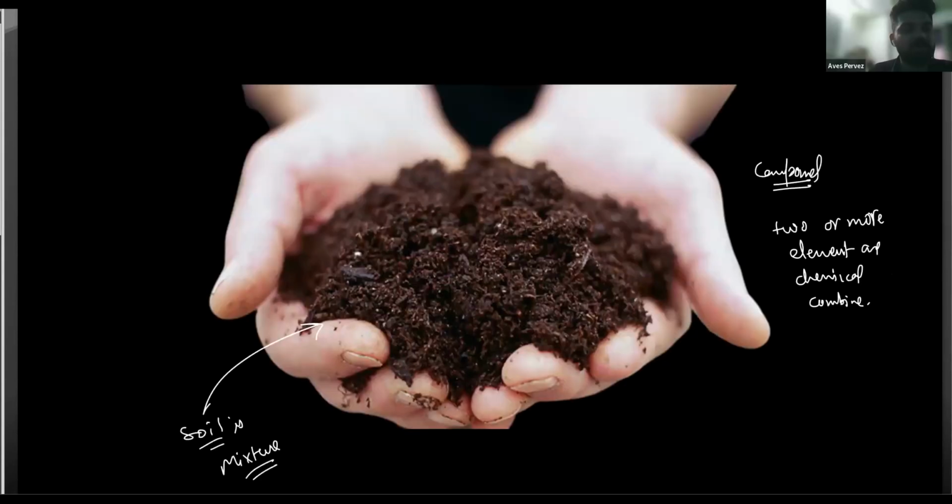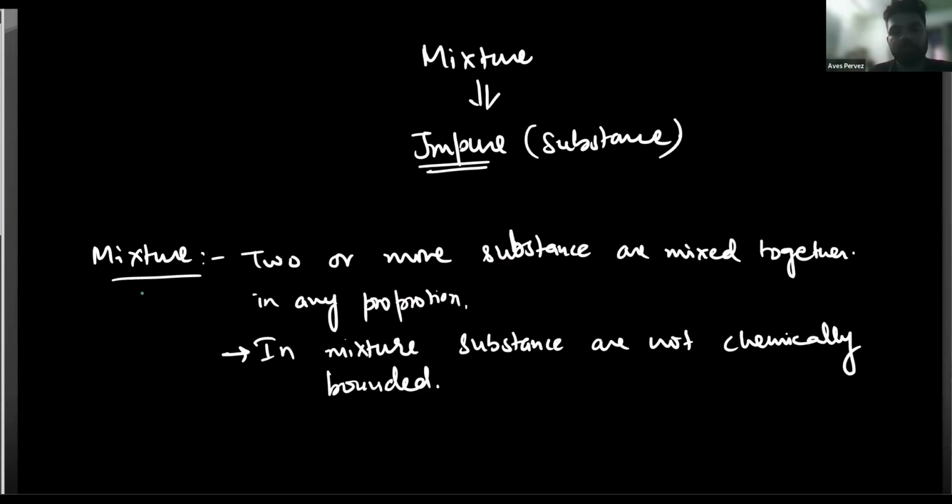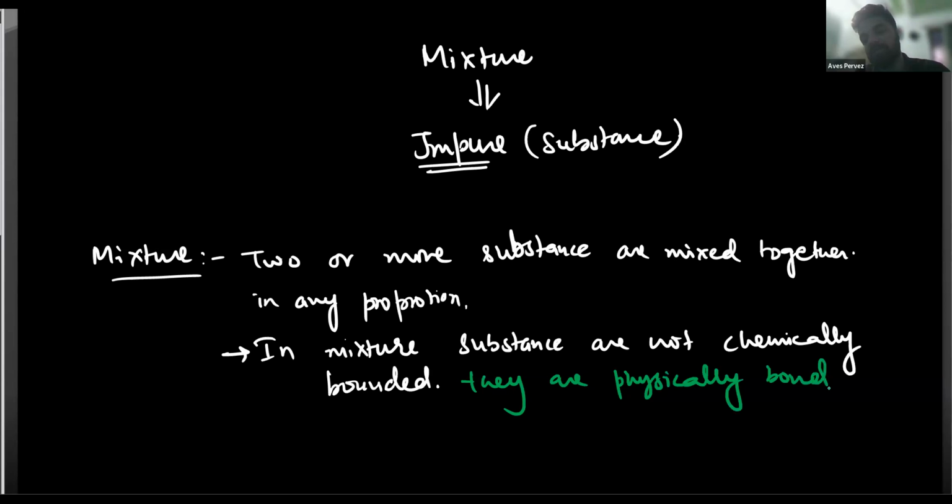So here, let's discuss further. In a mixture, two or more substances are mixed together in any proportion. The substances are not chemically bonded. They are physically bonded and can be separated.